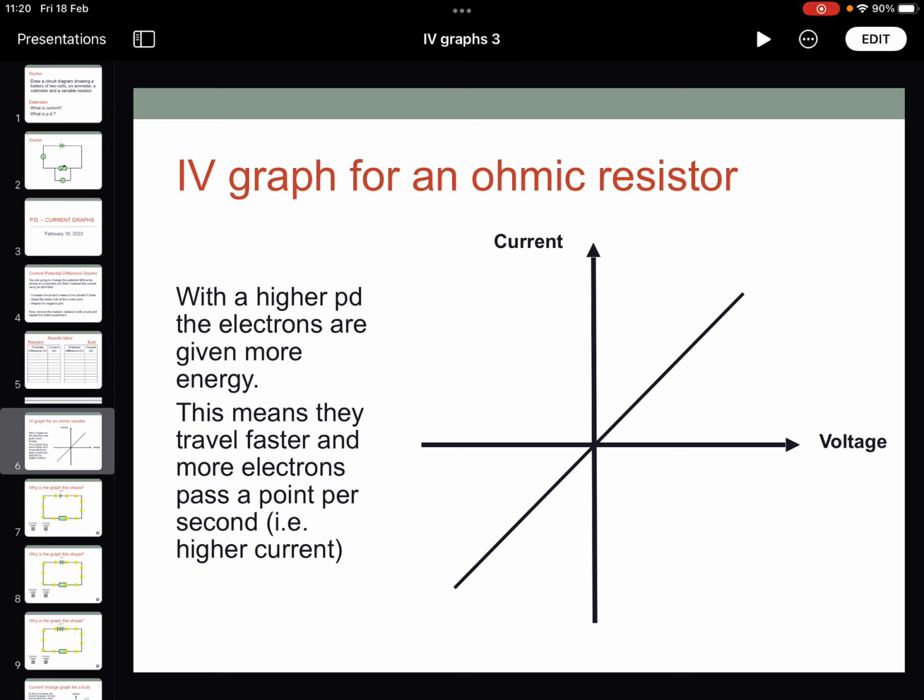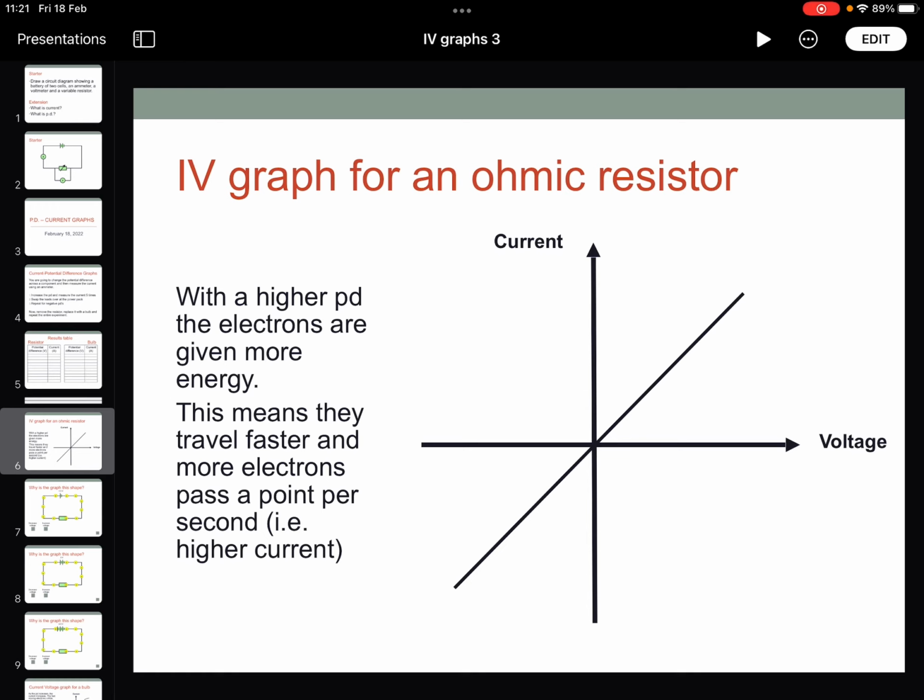Have a look, that line goes straight from the negative part of the axis through the origin, which is the 0 point, and out the other side into your positive. As I'm increasing voltage, I'm increasing current. To the left of this slide, you can see I've explained why that happens. With a higher potential difference, the electrons are given more energy. This means they travel faster and more electrons pass a point per second, i.e. there is a higher current. So when I increase the voltage, I'm increasing the energy, so the electrons move faster, and that's a higher current.